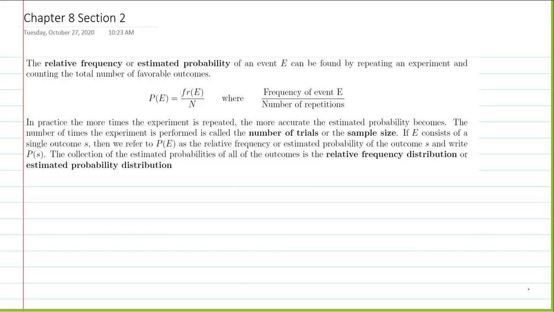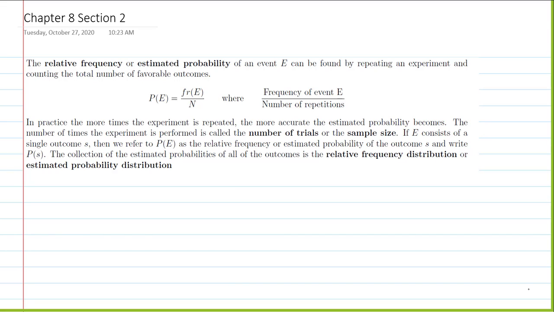In practice, the more times an experiment is repeated, the more accurate the estimated probability becomes. The number of times the experiment is performed is called the number of trials or the sample size. If E consists of a single outcome S, then we refer to the probability of E as the relative frequency or estimated probability of the outcome S and write P of S. The collection of estimated probabilities of all outcomes is the relative frequency distribution or the estimated probability distribution.